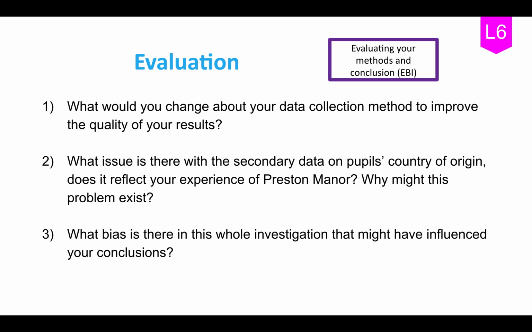And finally then, what bias is there in this whole investigation that might have influenced your conclusions? Now, you can come up with any bias that you can think of, but if you need a bit of a prompt, you might want to think about where we started this investigation. We're talking about our local area, Brent, and our school, both of which are highly diverse. Would this investigation have been as interesting or turned out very different results if we were maybe a school in the northeast of England? Would we have something equally interesting to find out, or would we have had to change the way that we completed this investigation in order to do that?